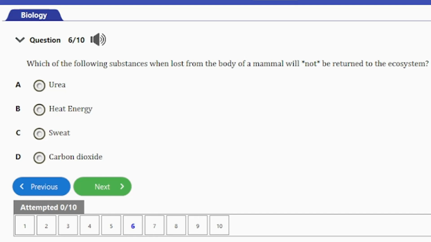Heat energy, when lost from the body of a mammal, is not returned to the ecosystem. This is because heat energy is a form of kinetic energy that is dissipated into the environment and cannot be recycled or reused. This is not the case for the others like sweat, urea, carbon dioxide, which can be returned to the ecosystem through various biological processes. So that's it for this question.